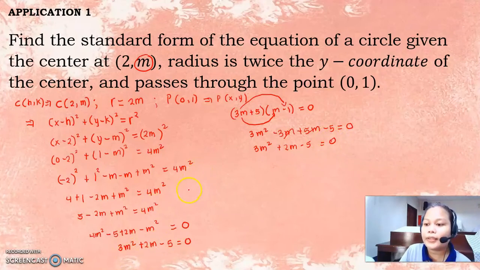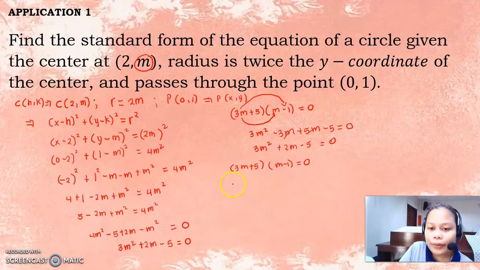So our goal here is to find the value of m to complete the standard form of the equation of a circle. So let's go back here. We have 3m plus 5, then m minus 1 is equal to 0. So finding the value of m, we have 3m plus 5 is equal to 0, then m minus 1 is equal to 0.